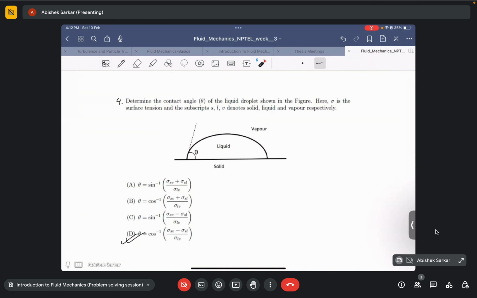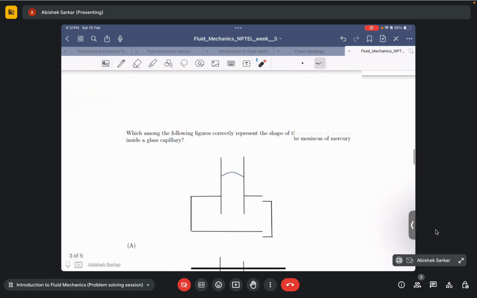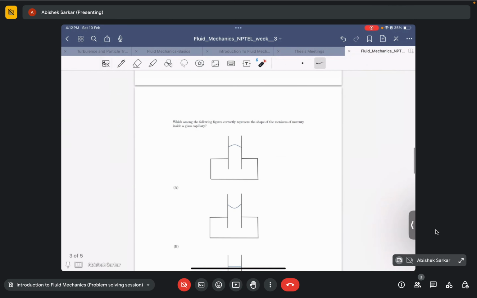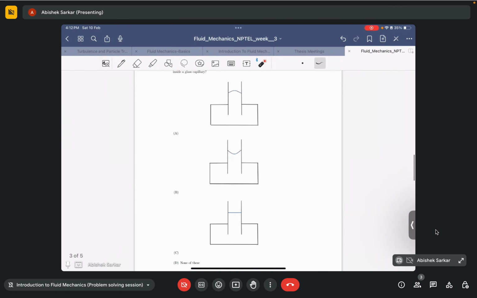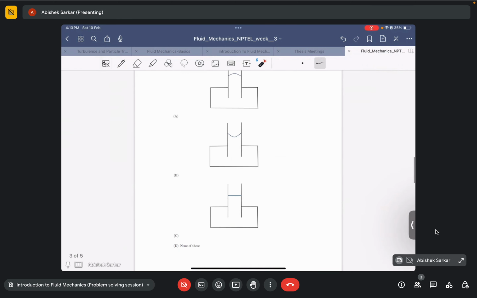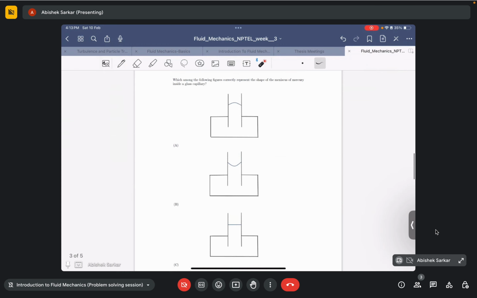Okay, so let's go to the next question. I need to zoom out a bit. The option is none of this, so I think you can skip that. Which among the following figures correctly represents the shape of the meniscus of mercury in a glass capillary? Again, a very conceptual type question.